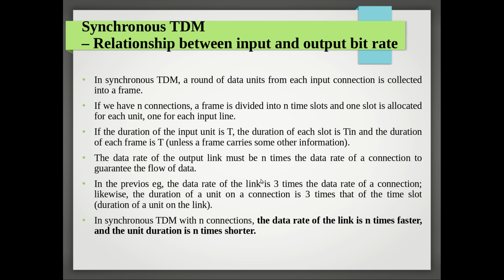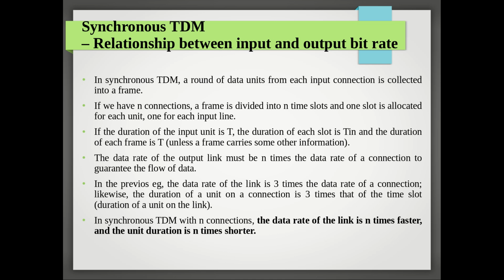In synchronous TDM, having n input connections or n sources connected to it, the data rate of the link, meaning the outgoing common shared link, should be n times faster if n devices are connected, and the unit duration is n times shorter. Unit duration is slot duration.